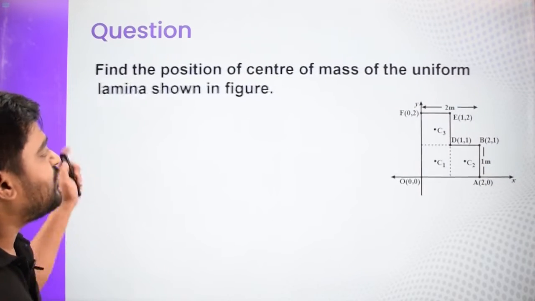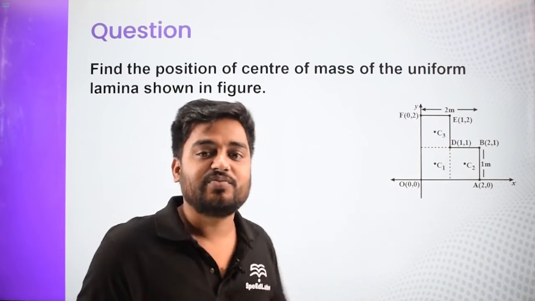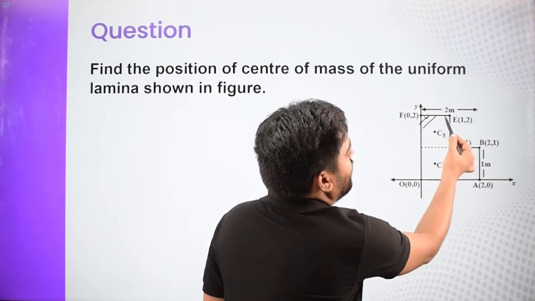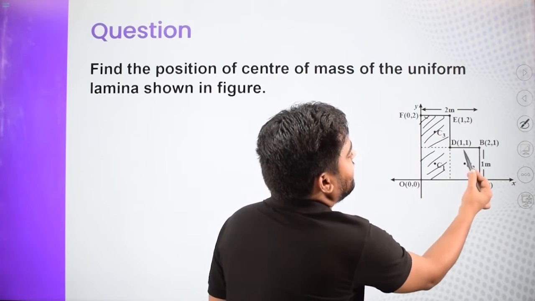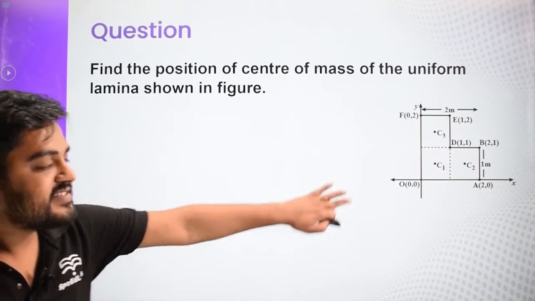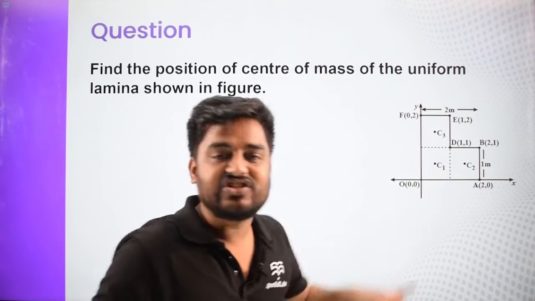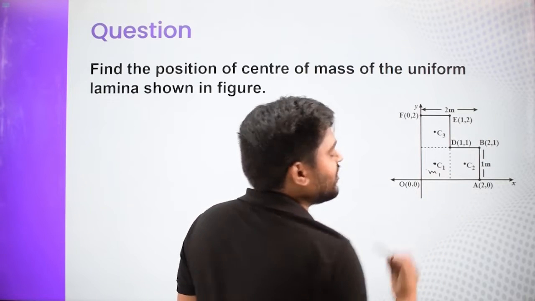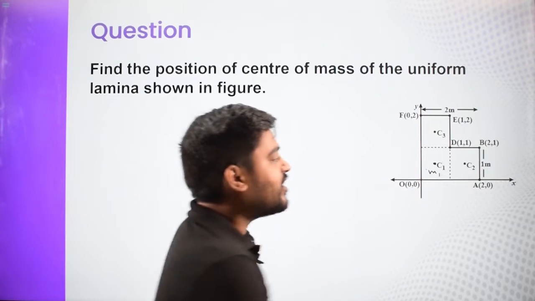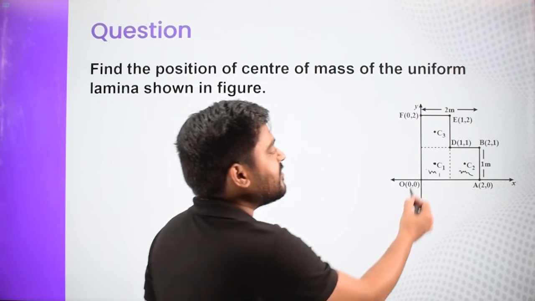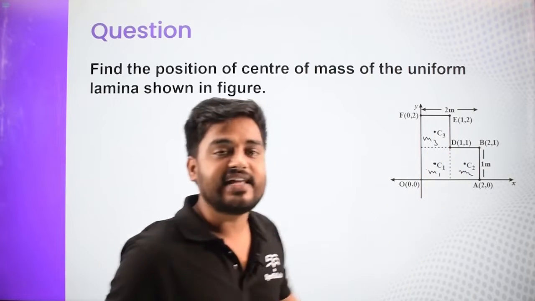Let us look at an example. This is a question where the position of the center of mass of this lamina needs to be found. This is a lamina, so I am dividing it into 3 parts. One is this, second is that, and third is this. Now, where does the center of mass of each sheet lie? This is M1 and this is the position of the center of mass of the first mass. What about the second sheet? That is M2, and its center of mass lies at C2. And the third sheet is M3, and its center of mass lies at C3.